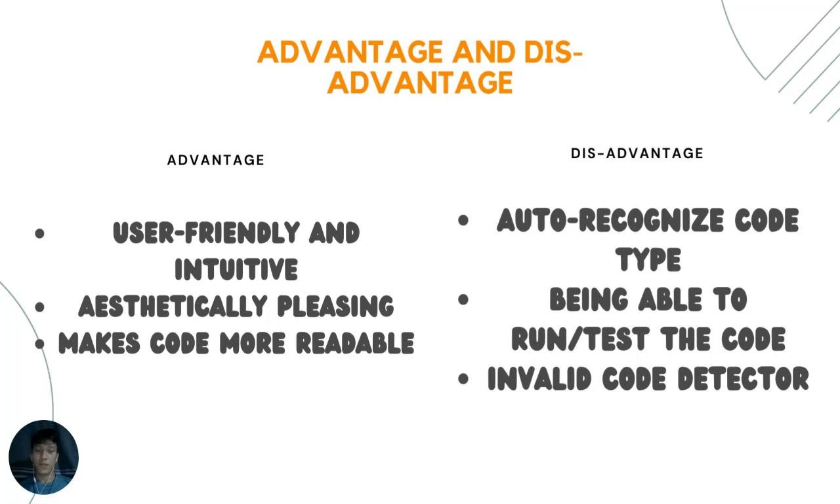And the third one is an invalid code detector. For code like CSS, something that flags anything that isn't a valid standard code type would be helpful. These are the disadvantages of Sublime Text.